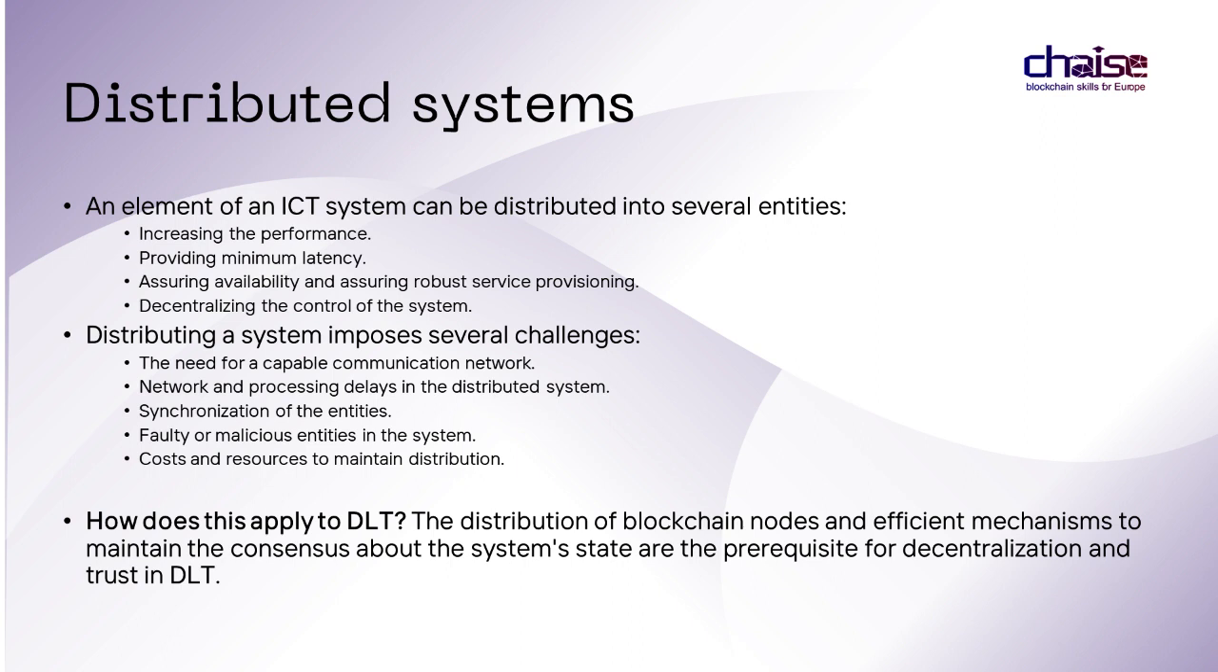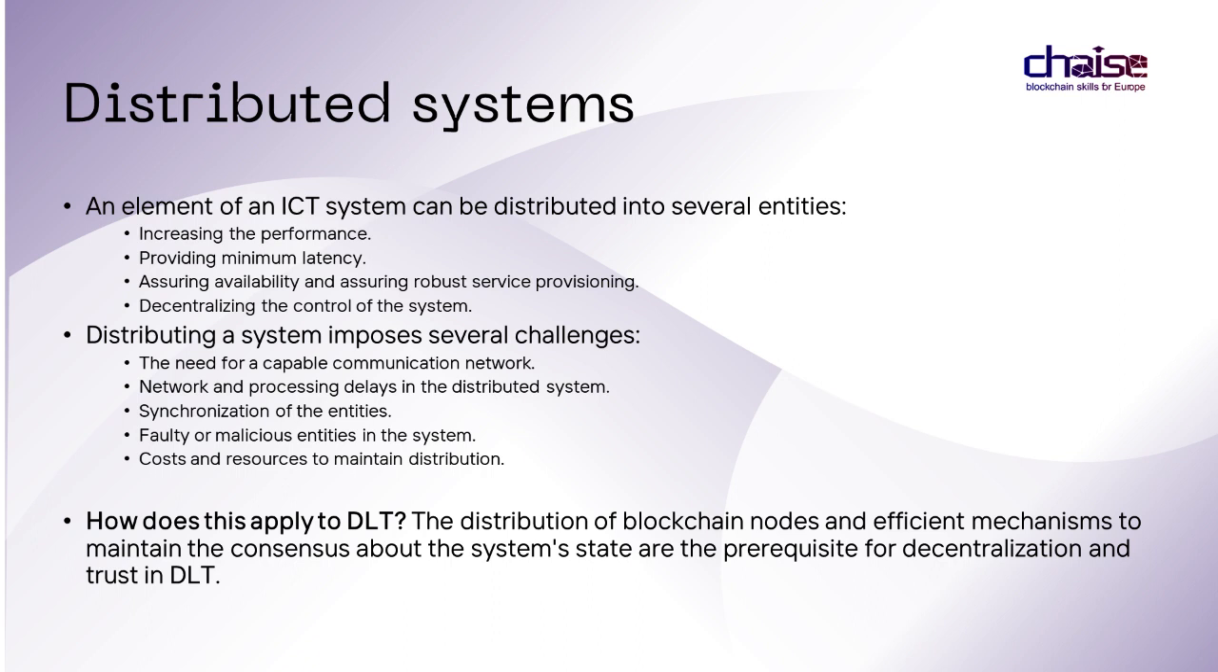An element of an ICT system can be distributed into several entities. The distribution can have different motivations, for example, reaching the performance, for example, when running a web application on more servers, when a single one no longer provides the required resources. Server loads can be balanced among the available entities. Providing minimum delays for the users while accessing the services, users contact servers in their geographical neighborhood.